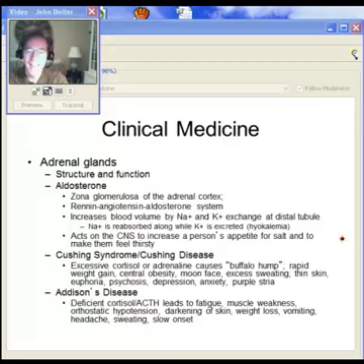Okay, and then Addison's disease. And that's a deficient cortisol disorder. Leads to fatigue, muscle weakness, orthostatic hypotension, darkening of skin, weight loss, vomiting, headache, sweating, slow onset. And the moon phases is associated with the hypercortisolism. You get that hump, too, the buffalo hump, the obesity, and there's some purple striae, which are lesions. They look like stretch marks, but they're purple.